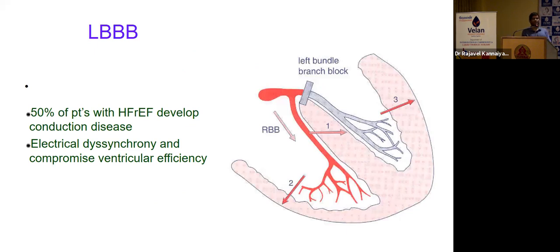In heart failure, the general prevalence is 1 to 2% in the general population. As age advances, in the age group above 70 years, more than 10% of patients are heart failure patients. So this is a big burden to our society. The annual mortality rate of heart failure is also about 5% per year.